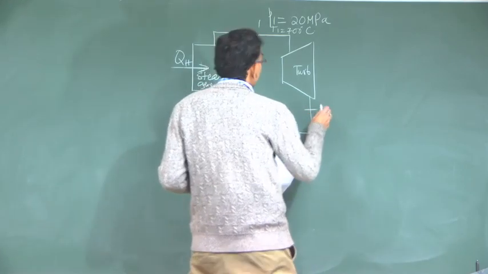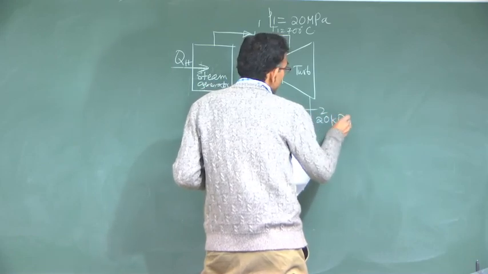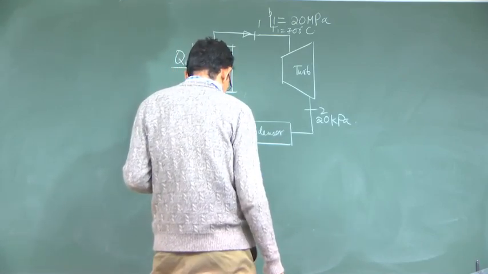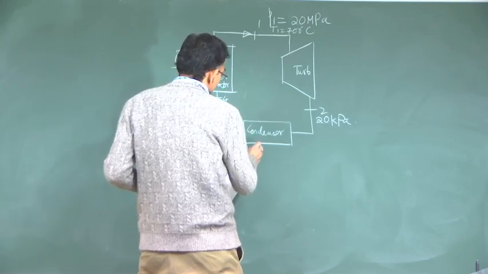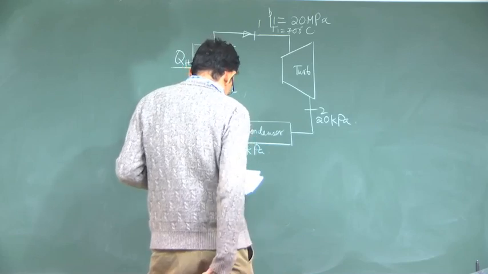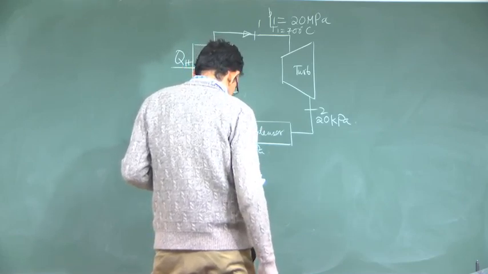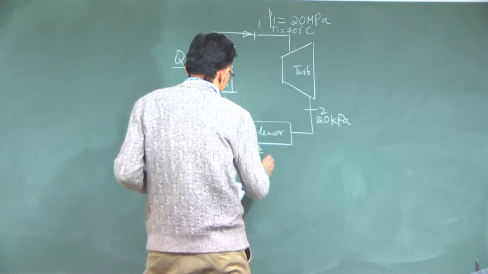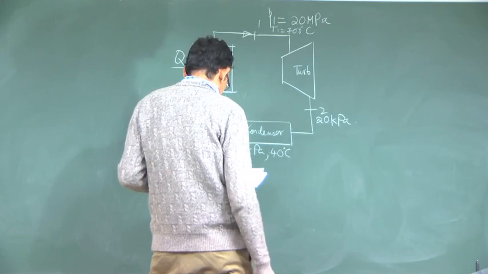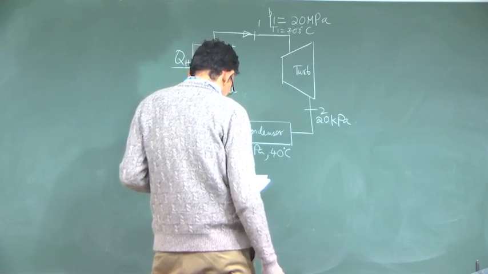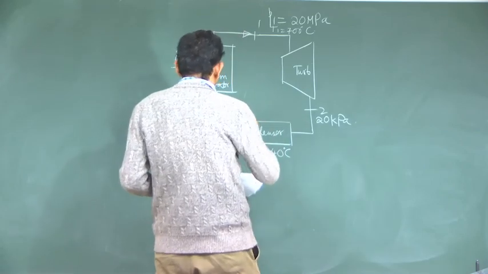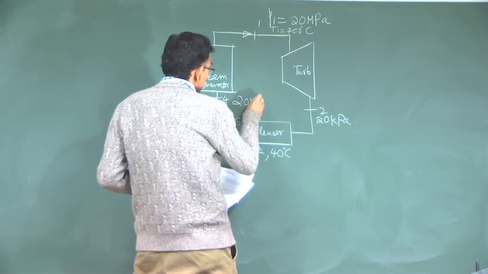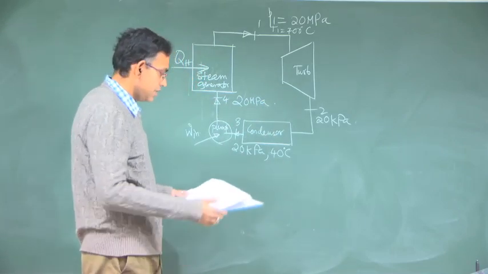At 2 you have 20 kPa, you do not know any other property as yet. At 3 you have 20 kPa and 40 degree centigrade, right? Yes, it is given somewhere. And then at 4 you have 20 MPa and no more information is required.